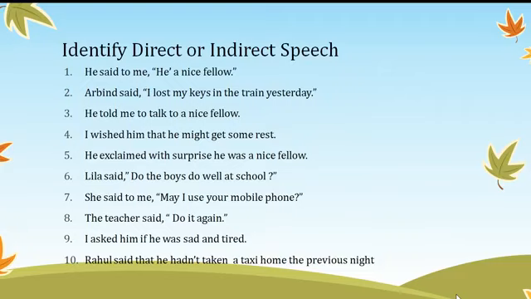Identify direct or indirect speech. I'm giving you 10 sentences. Just look at them and try to write in your copy from 1 to 10. You have to write 1 to 10 and write the answer only. Number 1 is either direct speech or indirect speech. Number 1 is what, 2 is what, 3 is what, like that up to 10. Write it fast. Only the answer I need. Okay, learners, only the answer.